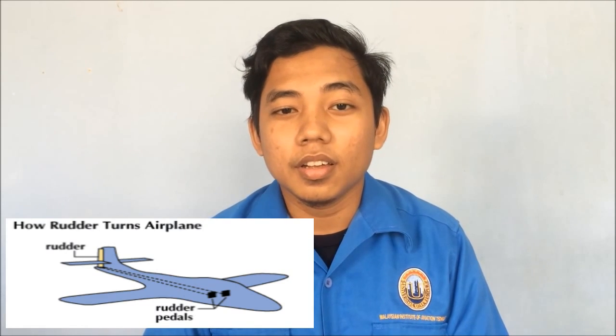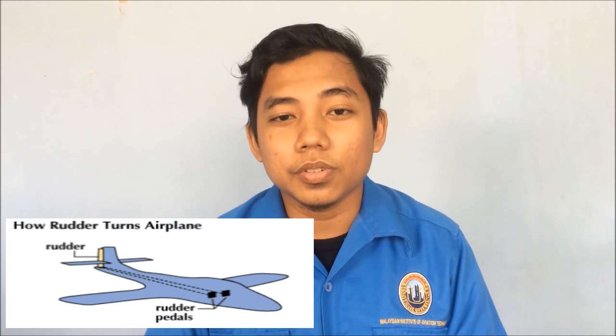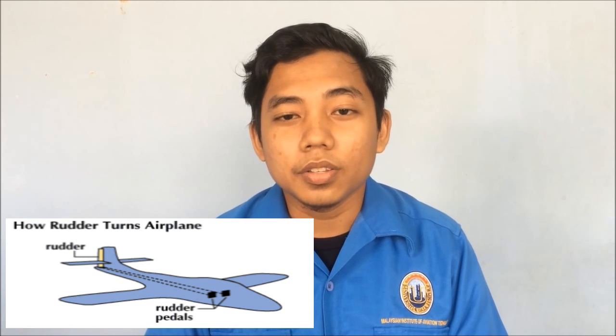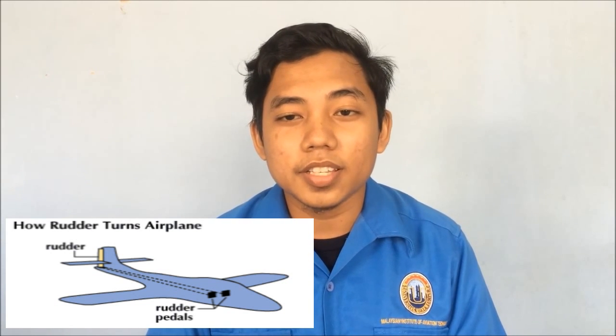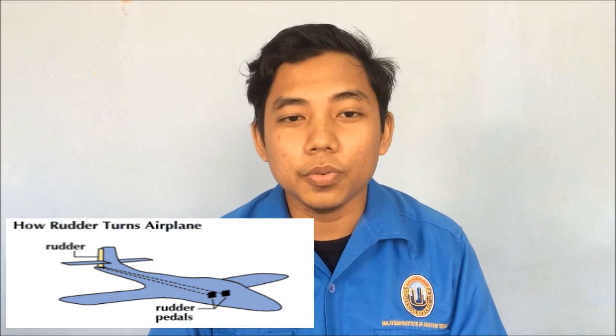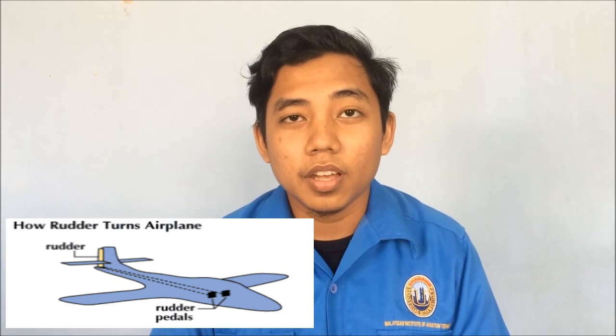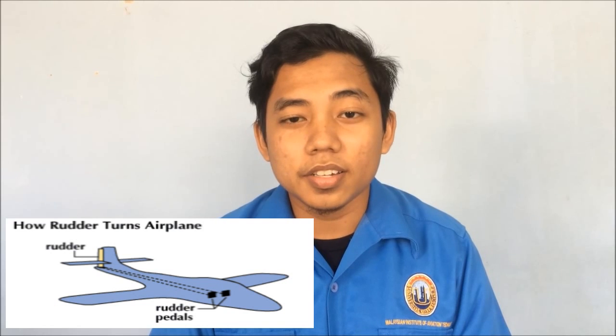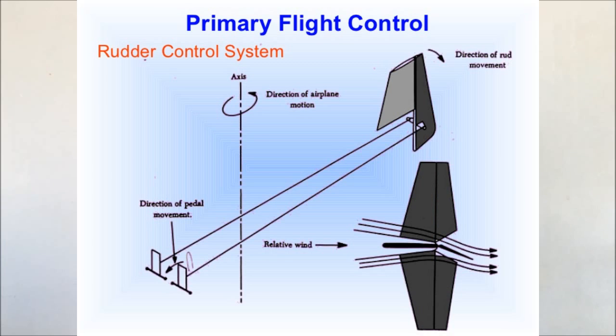The final primary flight control surface is the rudder. It is a vertical control surface hinged to the aft of the vertical stabilizer and designed to apply yawing moments to the aircraft. The movement of the rudder is controlled by the rudder pedals operated by the feet of the pilot. When the right pedal is pressed, the rudder deflects to the right, thus bringing an increase of dynamic air pressure on its right side.